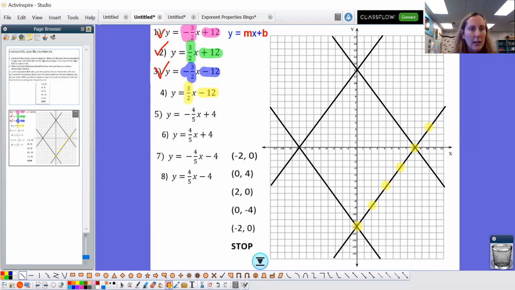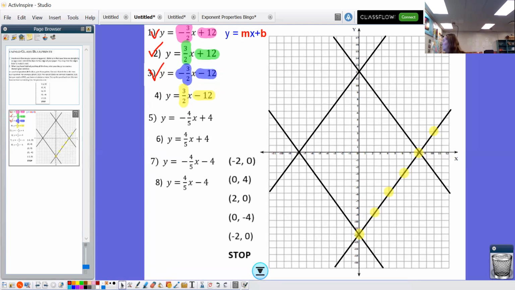Now, what do you notice about those 2 lines? Are they symmetric about the y-axis? Do we have symmetry there? That's how we know we did it right, because they have the same y-intercept. They just have their slopes negative of each other. I'm going to erase my points.